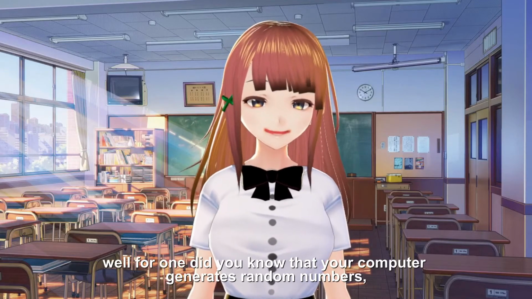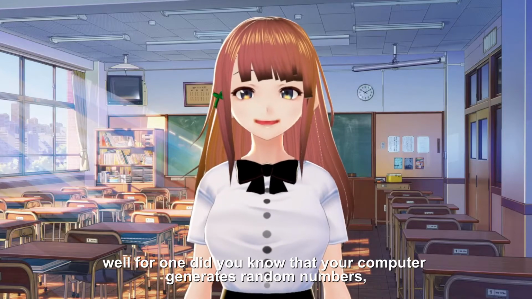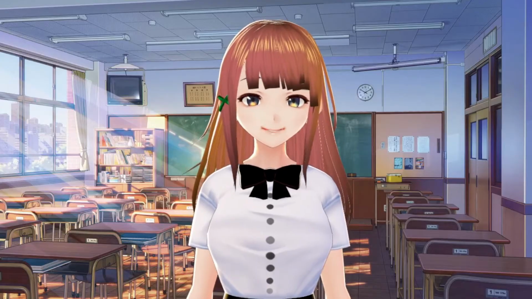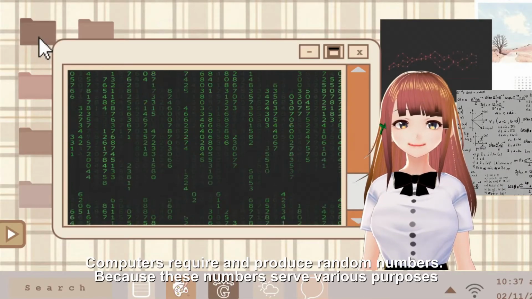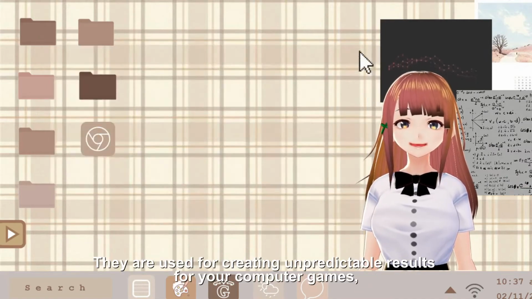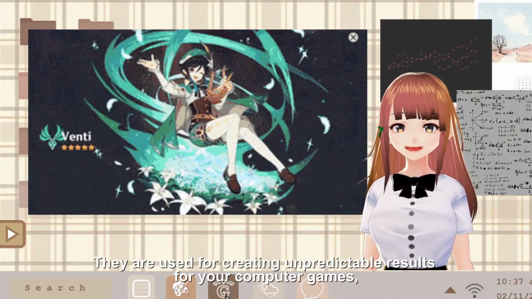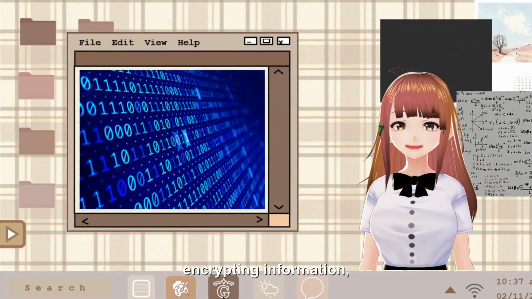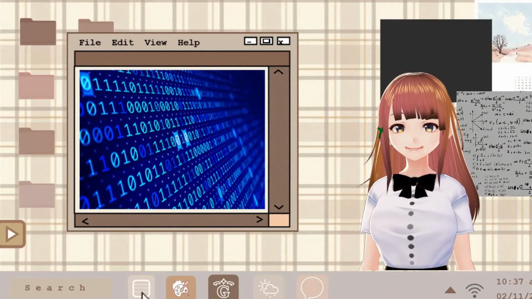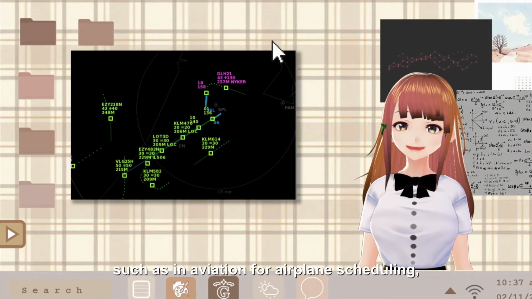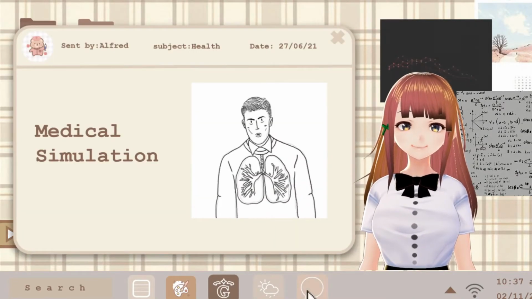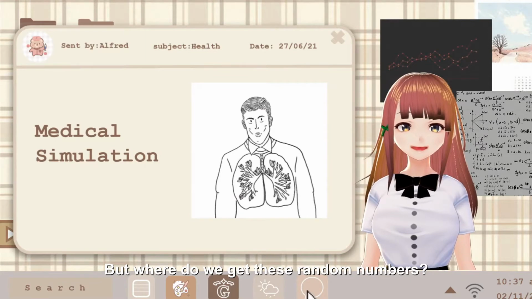Well, for one, did you know that your computer generates random numbers? If you knew, did you know why? Computers require and produce random numbers because these numbers serve various purposes. They are used for creating unpredictable results for your computer games, encrypting information, and simulating unknown variables, which can be seen in several fields, such as in aviation for airplane scheduling, predicting the weather, and most notably in the medical field.